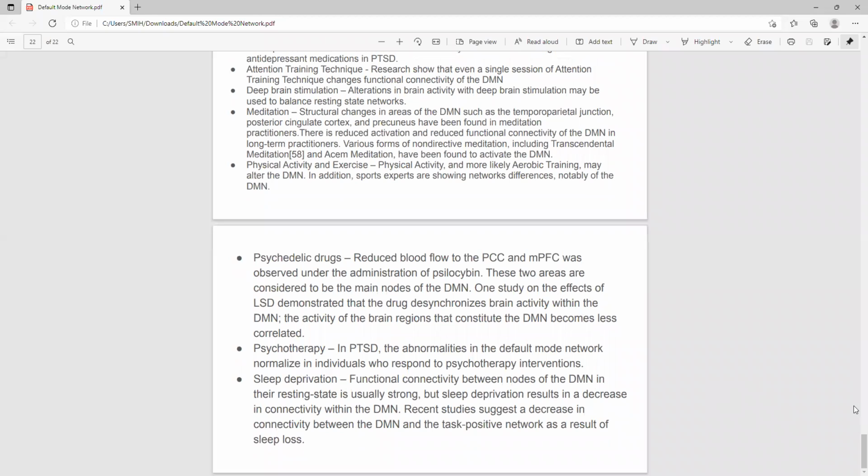Psychotherapy: in PTSD, the abnormalities in the default mode network normalize in individuals who respond to psychotherapy interventions. Last is sleep deprivation. Functional connectivity between nodes of the DMN in the resting state is usually strong, but sleep deprivation results in a decrease in connectivity within the DMN. Recent studies suggest a decrease in connectivity between the DMN and the task-positive network as a result of sleep loss. That's it. Thank you.